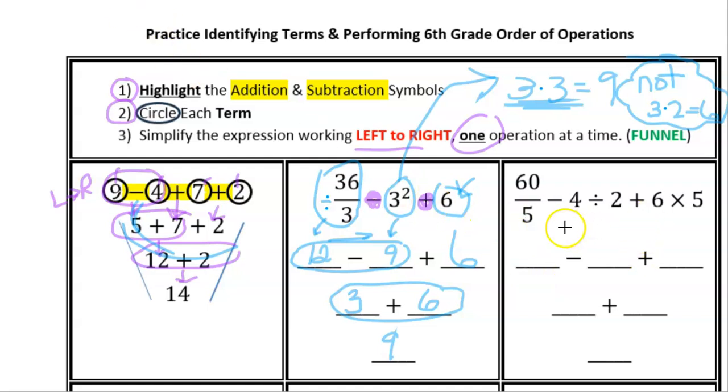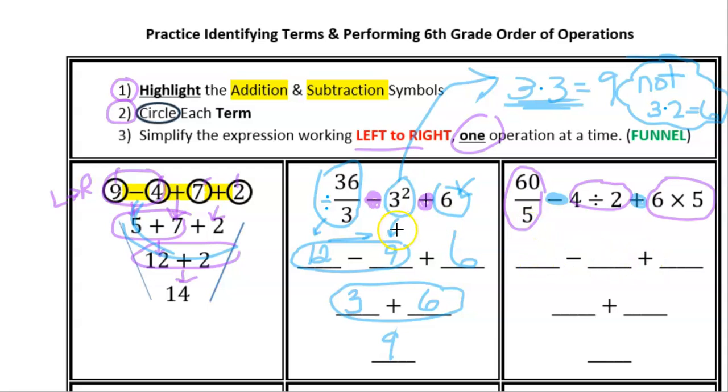Now this next example, they're getting more complicated. They're just more complex, not really that difficult, just more complex looking. But we're going to make it simpler by highlighting the addition and subtraction problems so we can easily identify those terms that need some cleaning up. And so I want you to pause the video, highlight the plus and minuses, circle each term, and then check to see that you got the terms identified correctly.